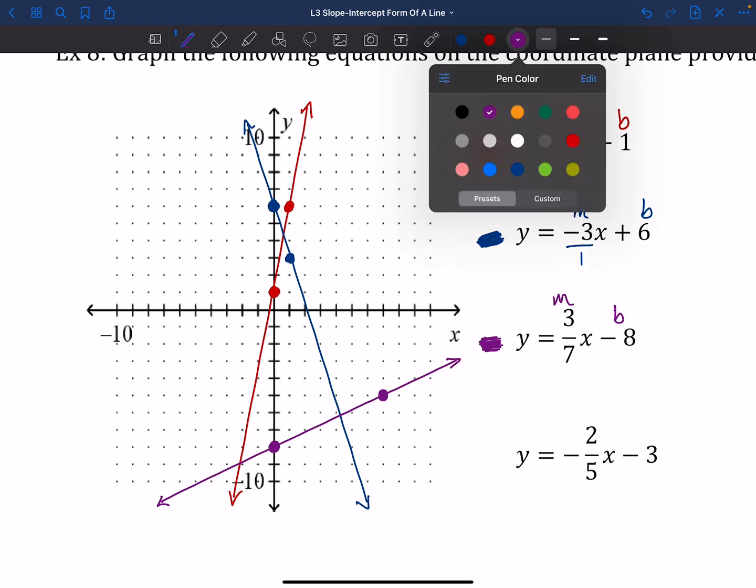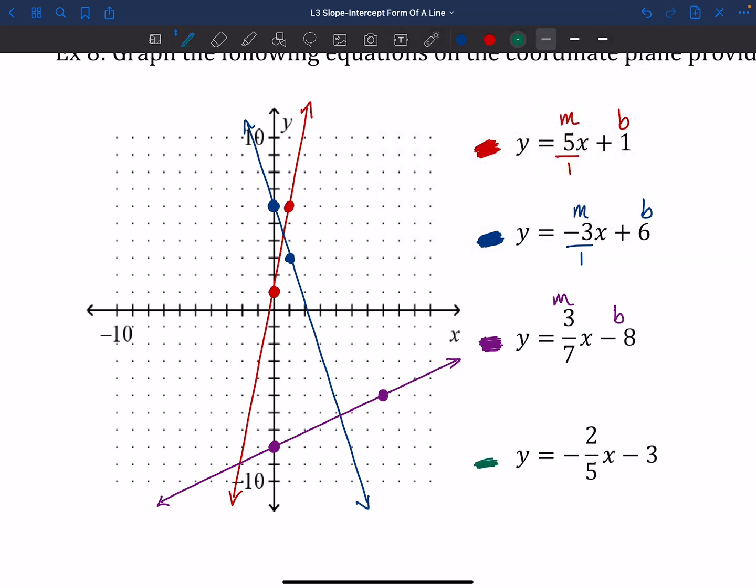Okay. Last but not least, we got y equals -2/5 x minus 3. So that minus 3 is our y-intercept, and -2/5 is our slope. So I'm going to start down at -3 on our y-axis. I'm going to go down 2 and over 1, 2, 3, 4, 5 for my slope. Now that we got those 2 points, just connect them together. NBD, as they say.